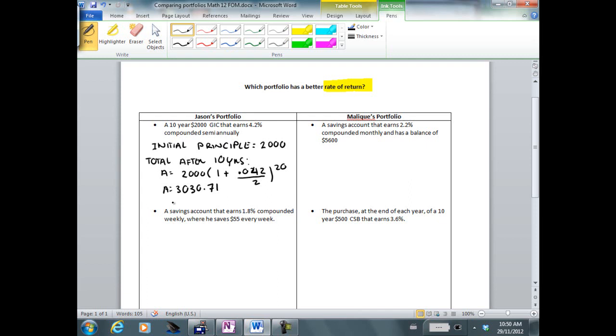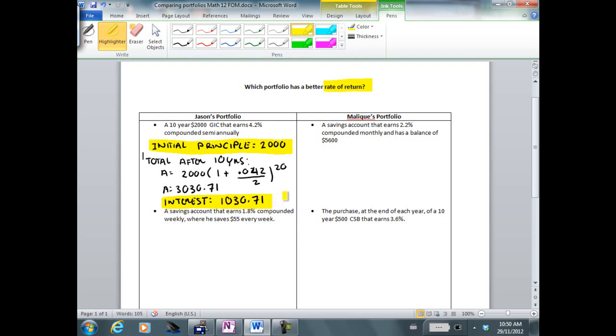But what I'm really after is, how much money did you make in interest? Because when I do my rate of return, I need the interest. So write down your interest right now: $1,030.71. Let me highlight a few key things. In the first piece, my initial principal was 2,000. In the first piece, my interest was 1,030.71.